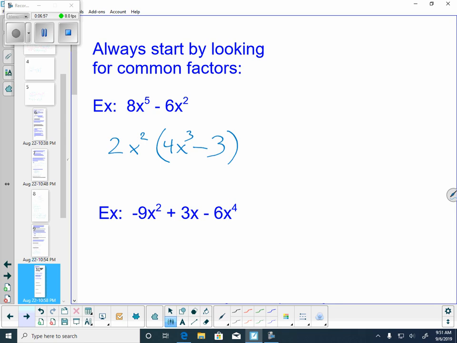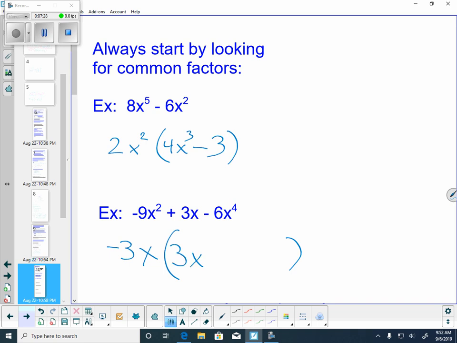I got negative 9x squared plus 3x minus 6x to the 4th. Any common factors there? Maddie? Negative 3x. All right, and then if we factor out a negative 3x, Maddie, negative 3x times what is going to get us back to negative 9x squared? Positive 3x. Do people agree with that?